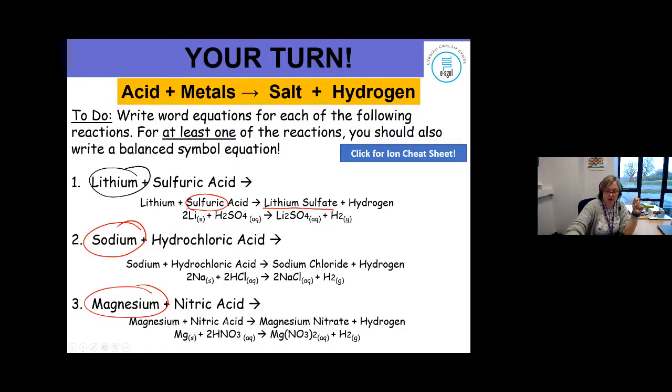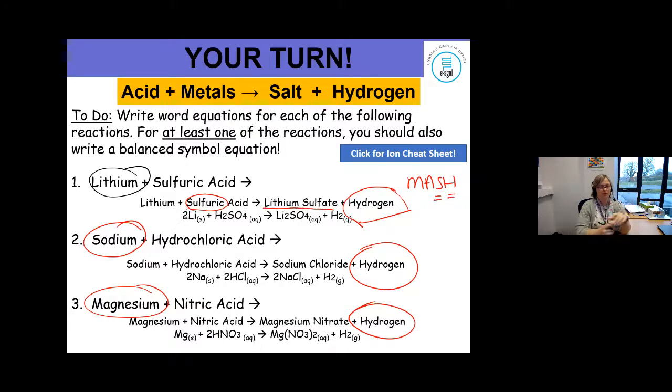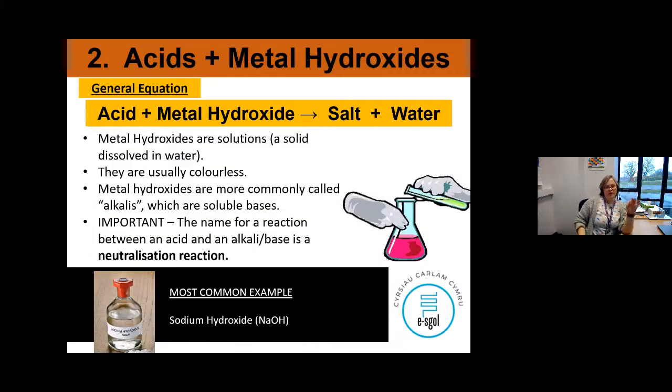Okay, common denominator though in all of them is that all of them will make hydrogen as a byproduct. So all of them produce, and stick to the trigger word MASH. All of them make a salt, all of them make hydrogen. And that's always going to be the case. Okay. Right, the second one you have to be familiar with is metal hydroxides or the alkali.